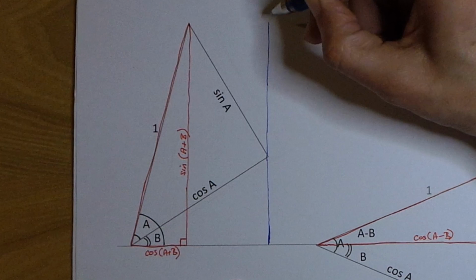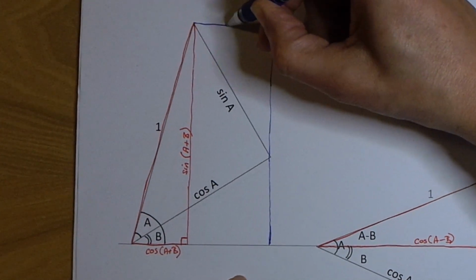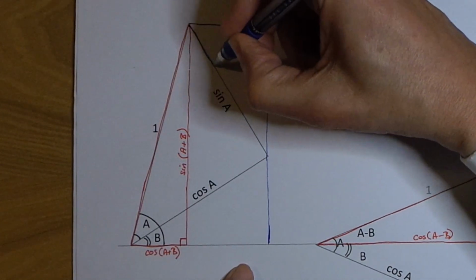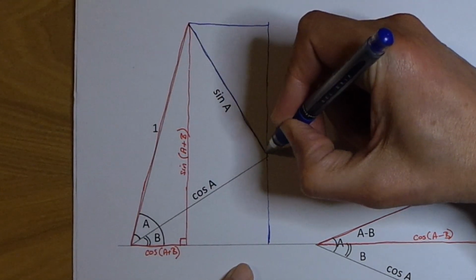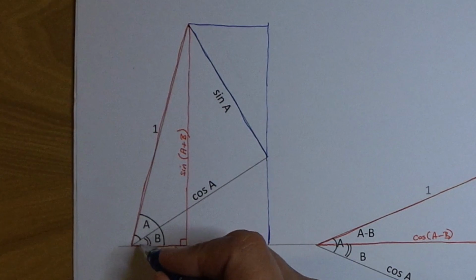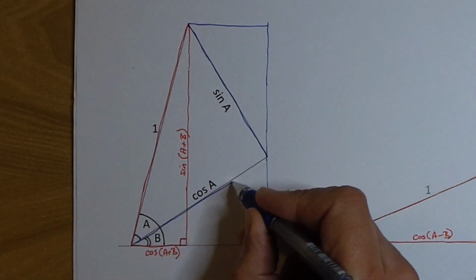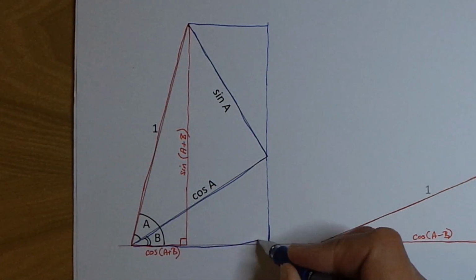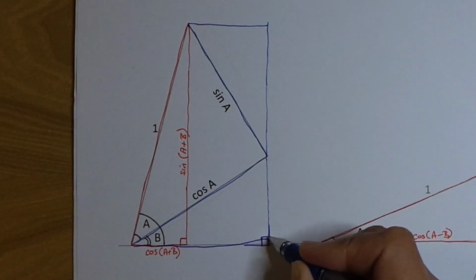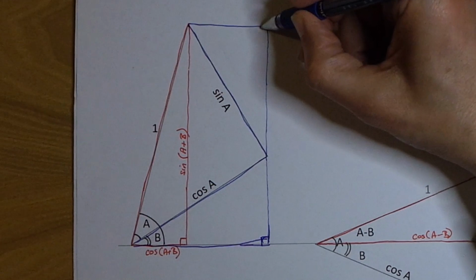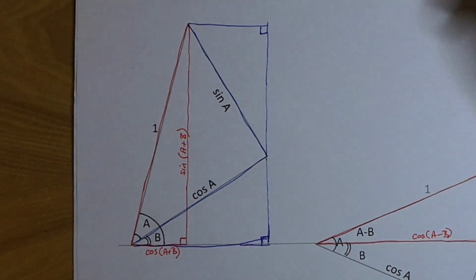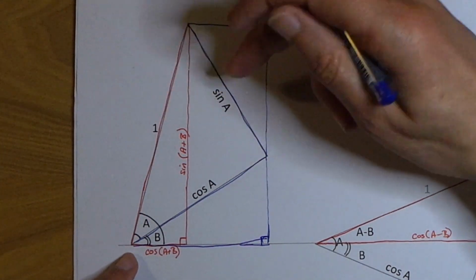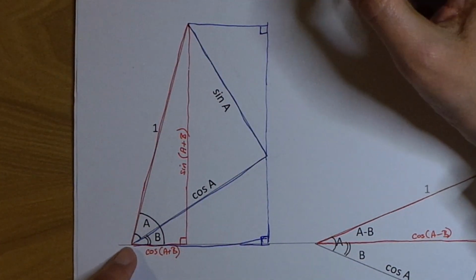And why am I doing that? You'll see in just a moment. So I'm drawing here two more right angle triangles, with a right angle in this corner and a right angle in this corner. So we now have two more right angle triangles whose hypotenuses are the sine and cosine of our original triangle.